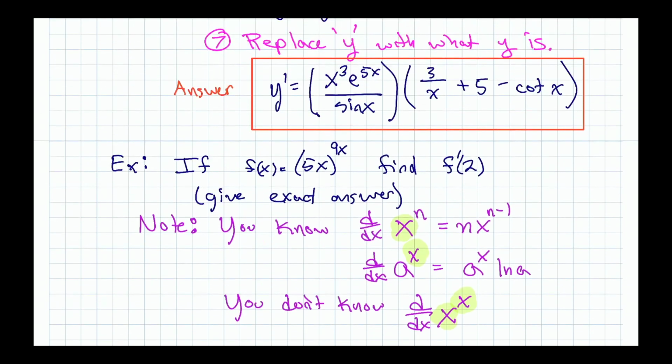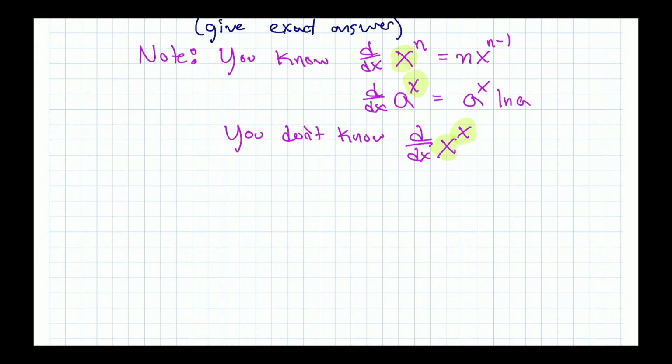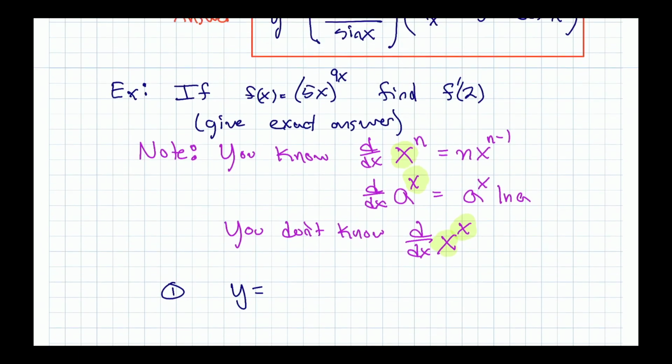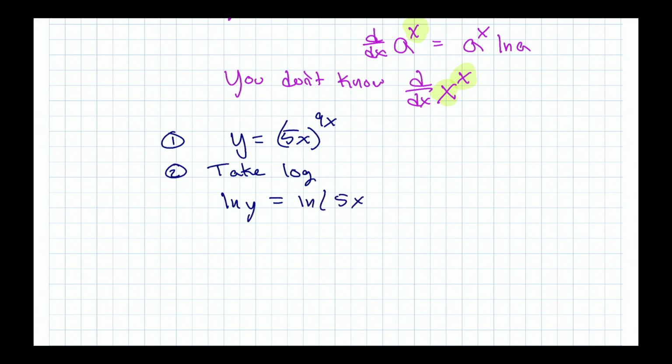So we've got f of x equals 5x to the 9x. Now, like I said, I like to rewrite this as y equals 5x to the 9x, like that. It's just easier to have a y than an f of x for me. All right, so how are we going to do this? We're going to take log first. Take log. ln y equals ln of 5x to the 9x. All right.